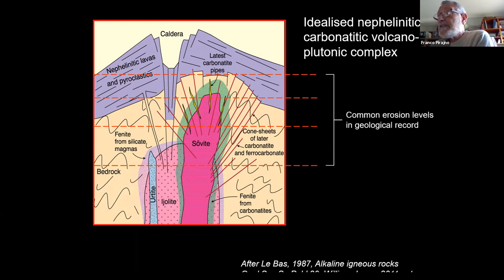And what you see here, you have the carbonatite in the middle, sövite, which is a calcic carbonatite, and a halo of fenitic alteration. And of course, here you have levels of erosion and the geological record. So we look at the geological record down here, up here, and very rarely, in the volcanic system.